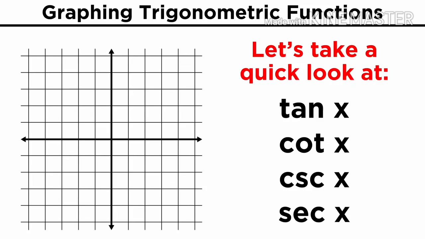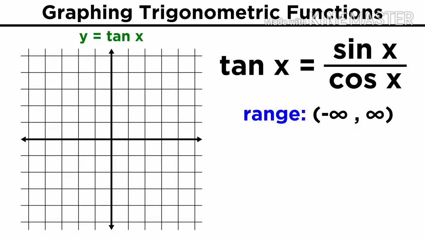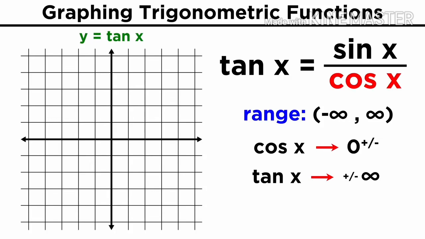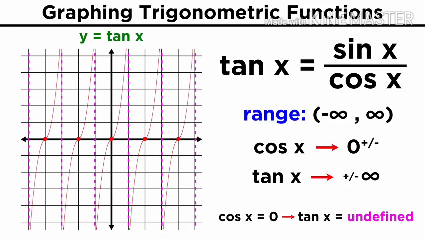Before we move on from this subject, let's just quickly look at the graphs of the other trig functions so that we know what they look like. Tangent looks quite a bit different because the range is no longer negative 1 to 1, like for sine and cosine. Instead, this function approaches positive and negative infinity as cosine values approach 0, and when cosine is 0, tangent is undefined, so we have a series of vertical asymptotes. Here is the graph for y equals tangent x.